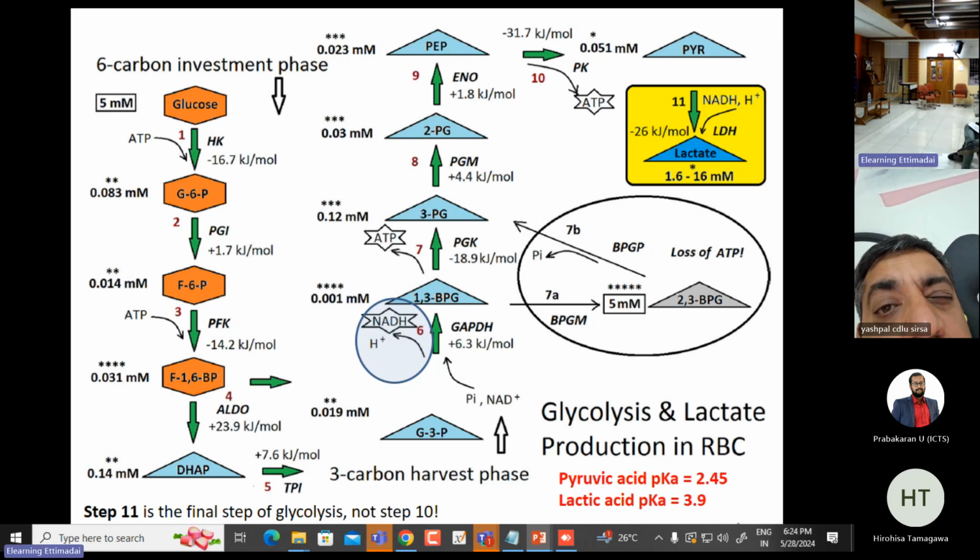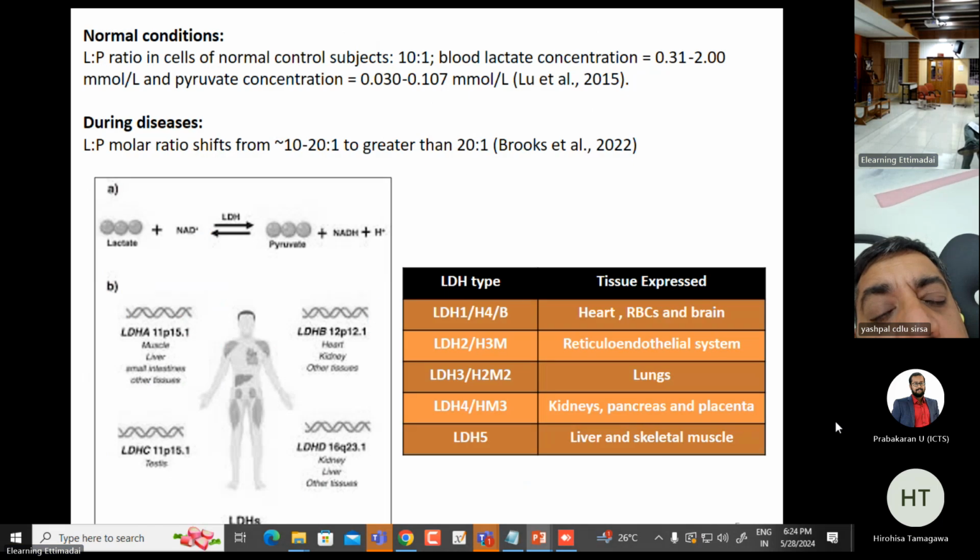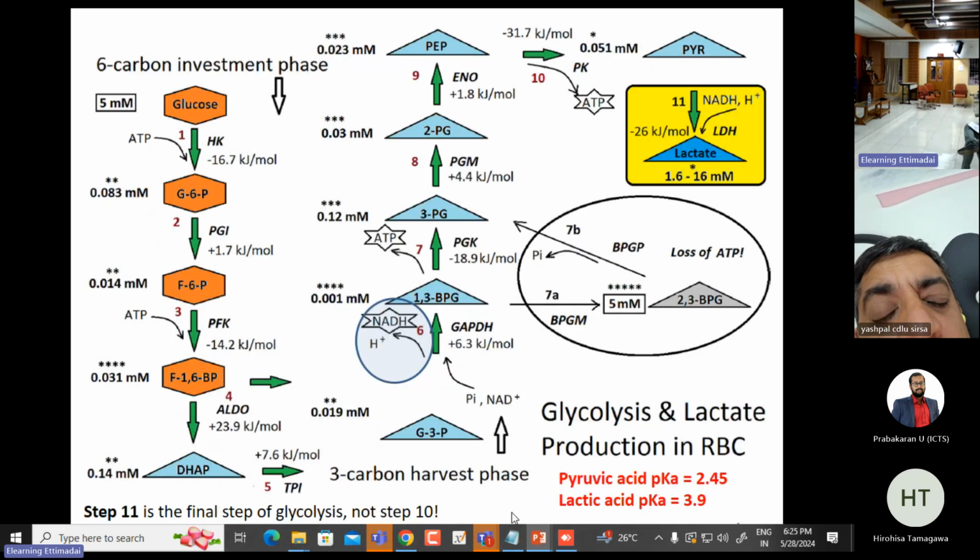You can say that you got lactate. Look at the concentration of lactate, about 1.6 to 16 millimolar, when you compare pyruvate, which is much, much lesser. So you got lactic acid. They say that more lactic acid is there than it is acidosis. But pyruvate is much more acidic than lactate based on the pKa value.